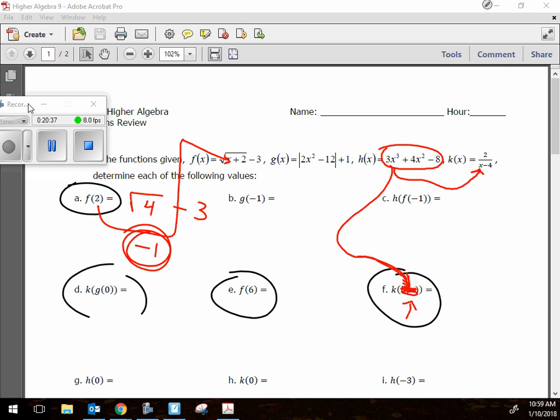All right, some more I think you should do off this page. Circle those if you haven't already. A, D, E, and F.